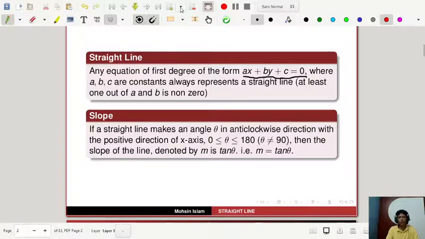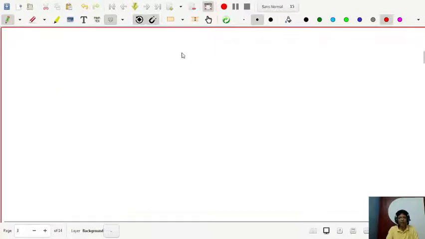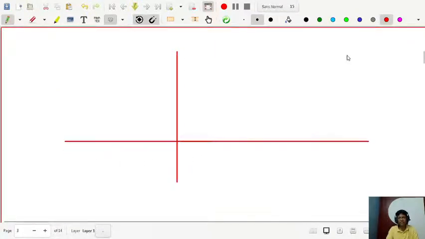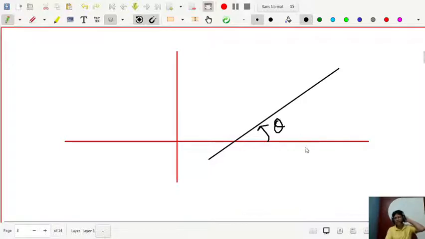Let me show you with a diagram. So this is your coordinate axis, and this is one of the lines, and this angle is called the inclination of the line. This is theta. This angle is formed with the positive direction of the x-axis in the anti-clockwise direction. Always remember, in the anti-clockwise direction. So slope is the tangent of this inclination.